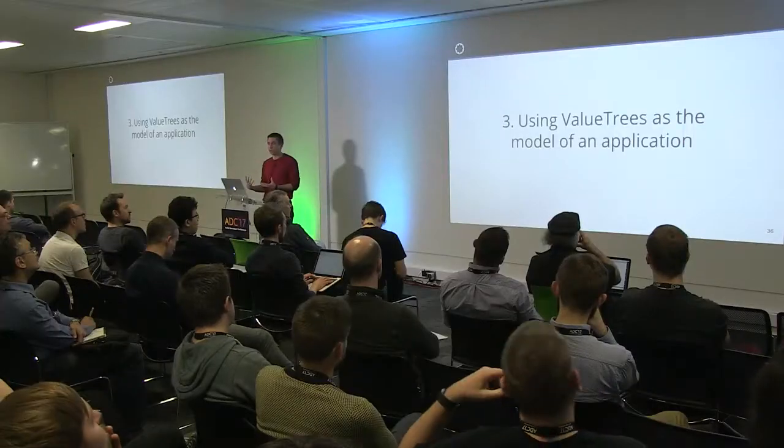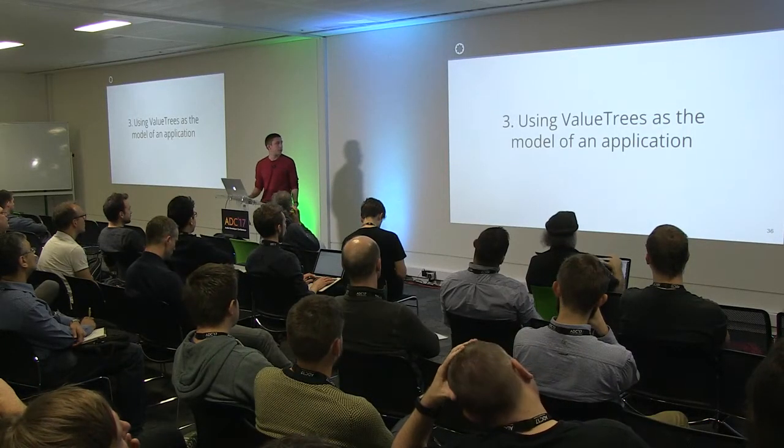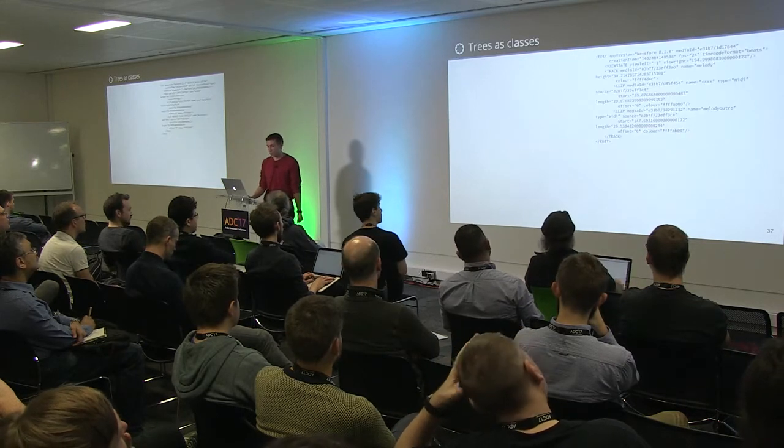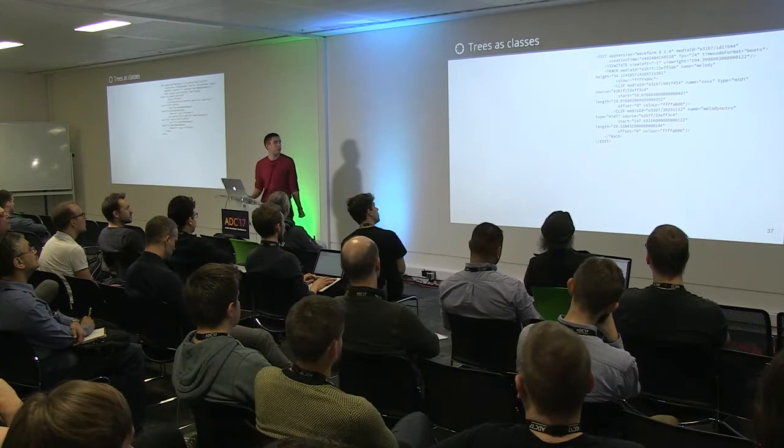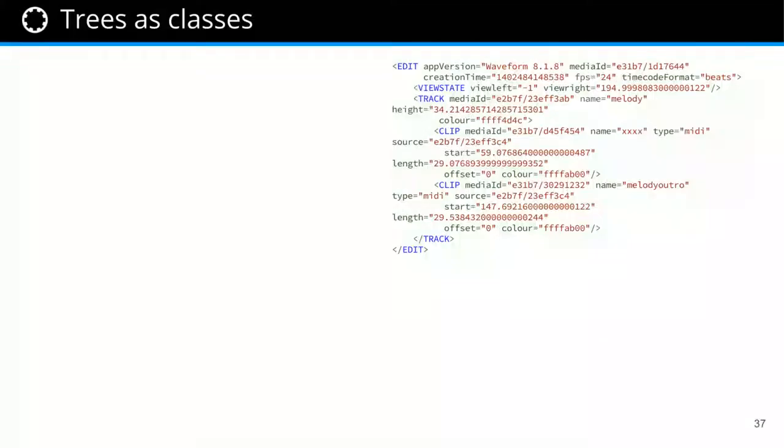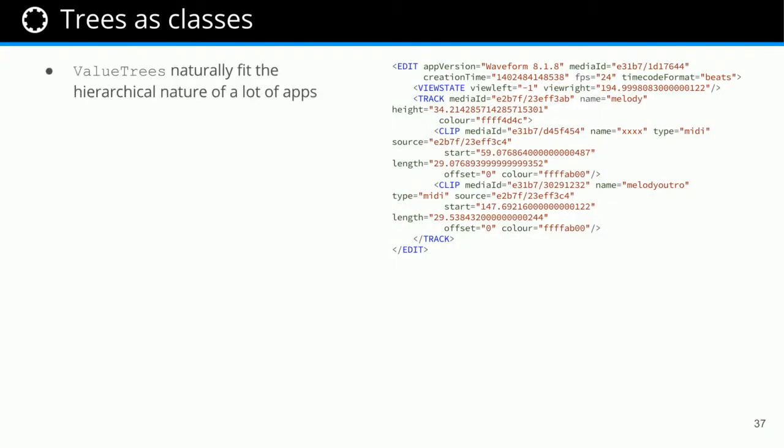So now that we've dealt with some of the basics of ValueTree, how do we start building applications? As I said, this is the same XML as before, but we're going to be using this in all the examples, so try and make a mental picture of it, specifically the clip and the start time. And you can see that these naturally fit the hierarchical nature of applications. If you were designing an app, you'd probably start with a pen and paper and go, okay, well, I'm designing a door in our example.